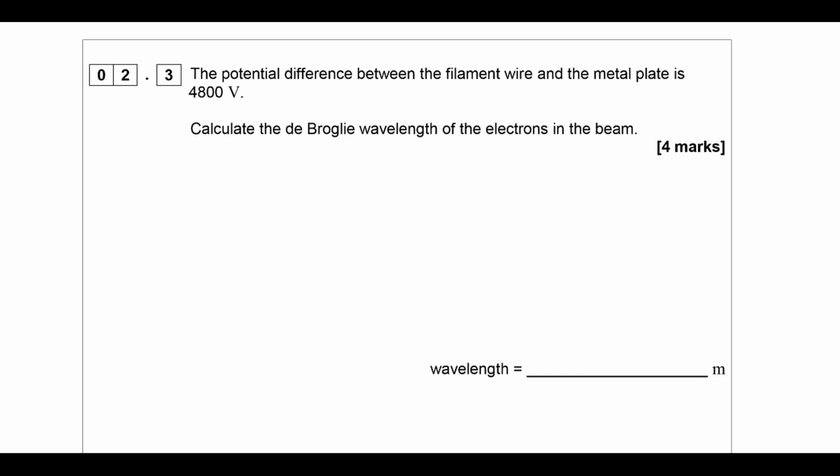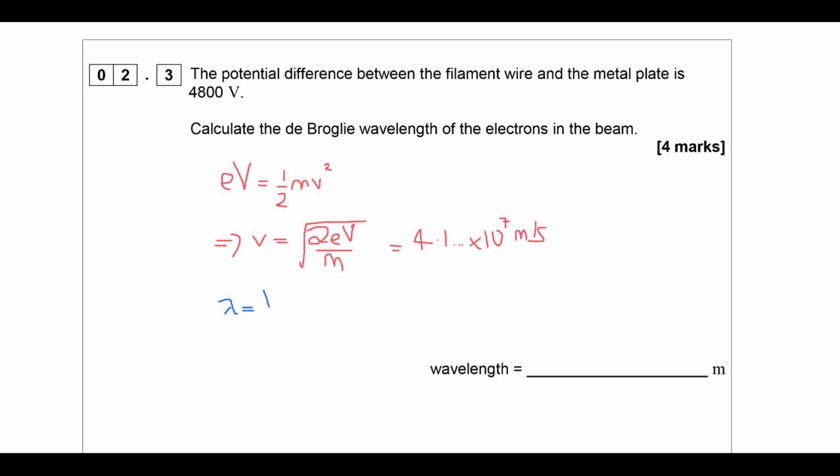Okay, so the next question wants us to work out the de Broglie wavelength using this potential difference. So in an electric field, if we're using it to accelerate things, the change in potential energy is equal to the change in the kinetic energy, just using conservation of energy there. So then if we want to know the velocity, that's going to be the square root of 2eV over m. So we've got an electron, so we know what the charge is and we know what the mass is. The mass is 9.11 times 10 to the minus 31. 2 times 1.6 times 10 to the minus 19 times 4800 divided by the mass, square rooted, gives you 4.1 and so on times 10 to the 7 meters per second.